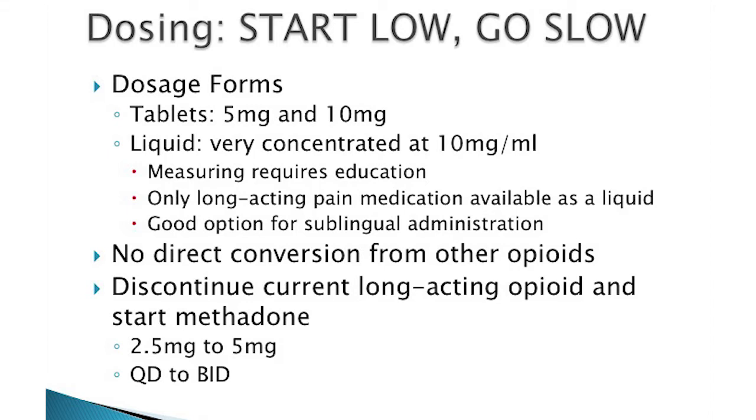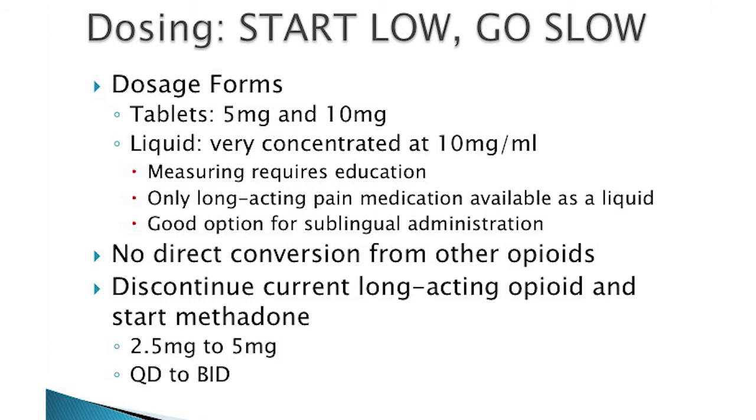The available dosage forms of methadone are tablets, which are immediate release. They come only in 5 and 10 milligrams, and also the liquid, which is very concentrated at 10 milligrams per milliliter. For this reason, caregivers will need to be educated if they are going to be administering the liquid methadone. They need to be familiar with the 1 ml oral syringe and how small the amount will actually be. Sometimes it's as low as 0.125 milliliters, so they need to recognize how small of an amount that is, because overdose would be very easy to happen with a liquid that concentrated.